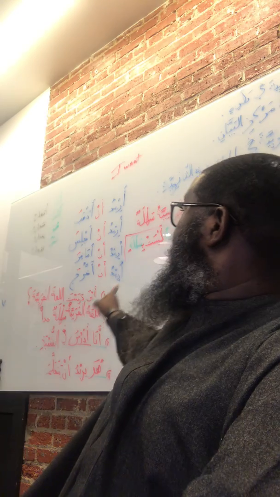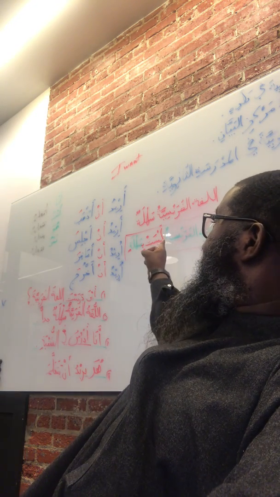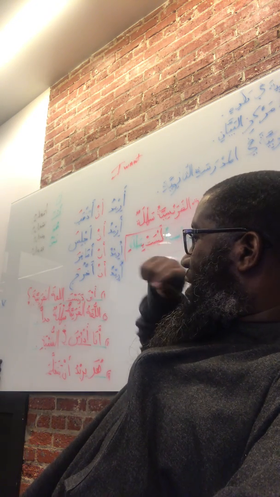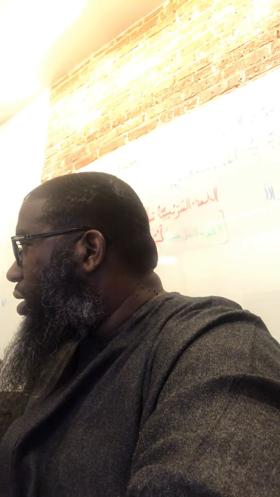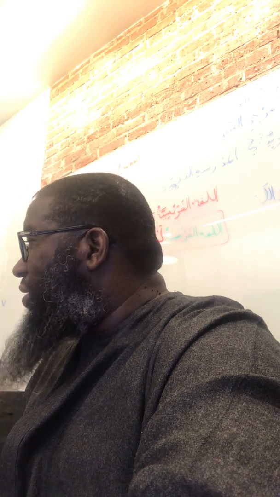Al-jami'atu qaribatun. The university is close. Al-jami'atu laysat. Okay, we want to say laysat bi. Remember, that's why I wrote the template. This is your template: laysat bi. Okay, let's try it again. Al-jami'atu laysat bi qaribatan.